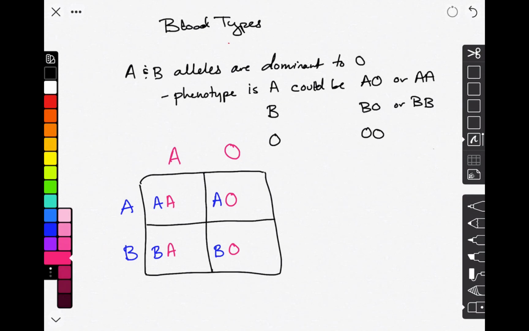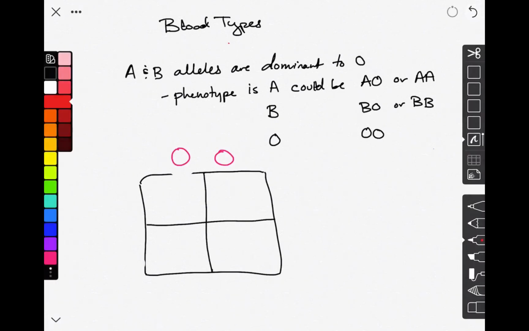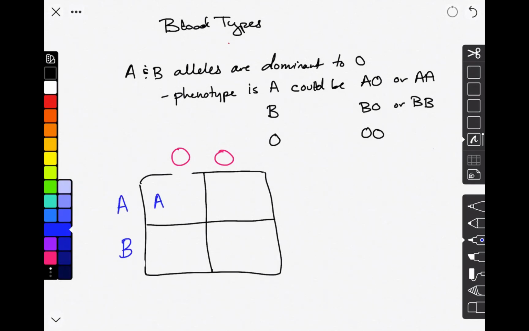Let's do another one. Now we'll make mom type O, and dad will be type AB. So here you get A from dad, B from dad, O from mom, and O from mom. So 2 of the kids are type A, 2 of the kids are type O.